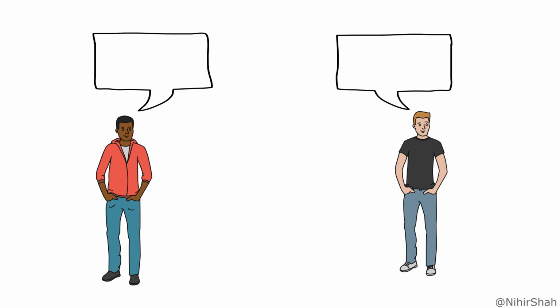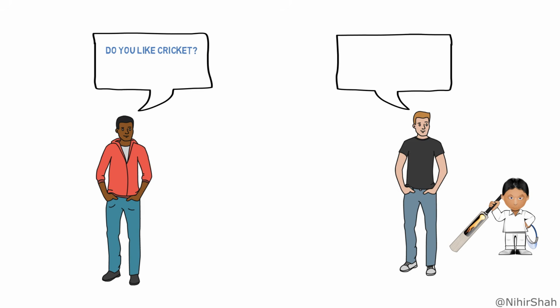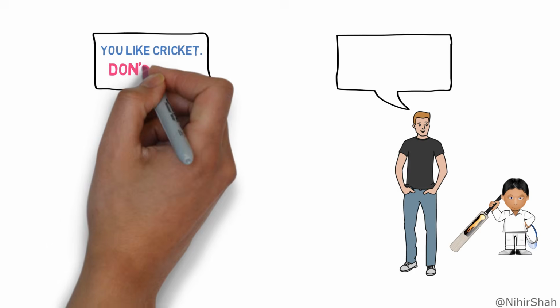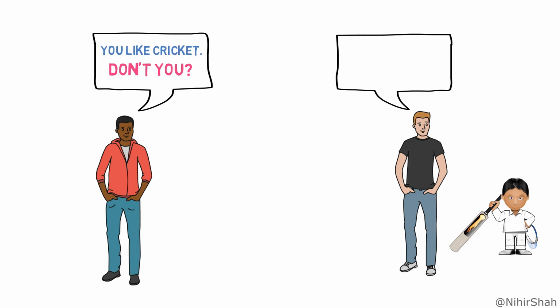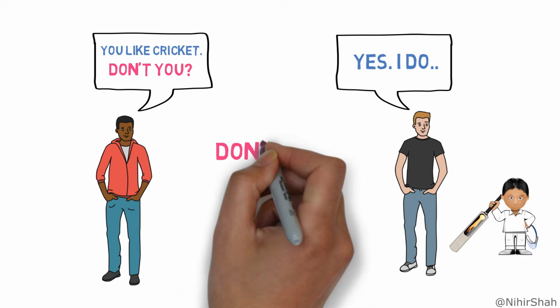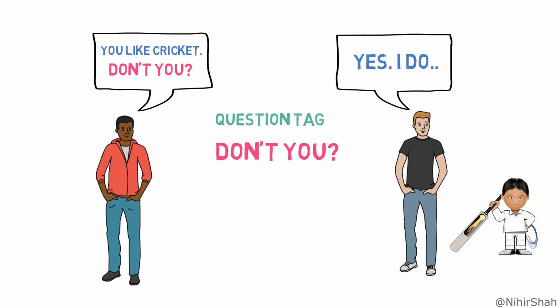Suppose you and your friend are having a conversation. You are sure that your friend likes to play cricket, but you want to confirm from him. How will you confirm it? One way is you will directly ask a question, "Do you like cricket?" and wait for the response. The other way is you make a statement and then convert it into a question in this way. "You like cricket, don't you?" Now, there is a high chance that your friend will respond positively like this, "Yes, I do." So, this tiny question, "don't you," is a question tag. It is formed by auxiliary verb and pronoun.